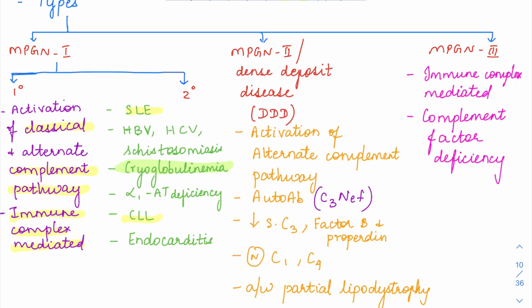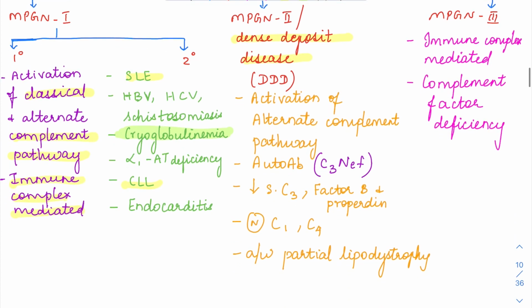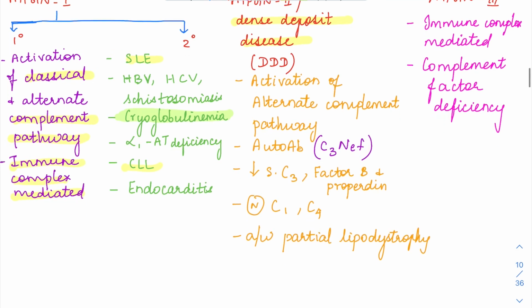Then we'll move on to the second type of MPGN, which is type 2 or dense deposit disease. It's the new name given, dense deposit disease, because the deposition here is going to be on the membrane and it is going to be quite dense, and that is why it's called dense deposit disease. And the classical point here is that there is activation of the alternate complement pathway. In MPGN type 1, it was activation of the alternate and the classical pathway, mainly the classical pathway. But in type 2, it is the alternate complement pathway which is getting activated.